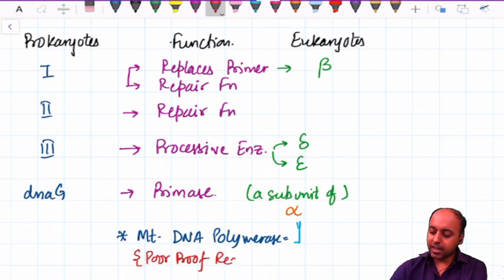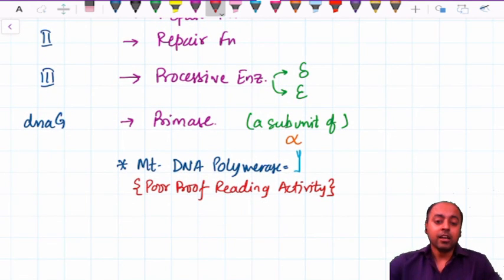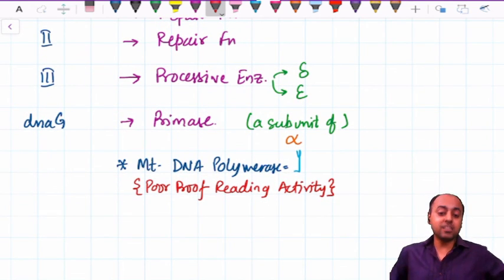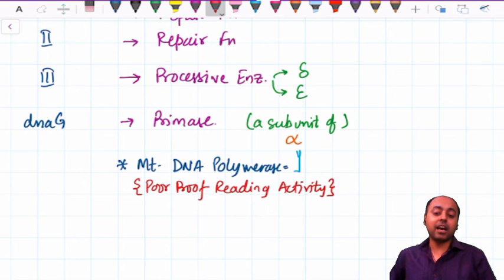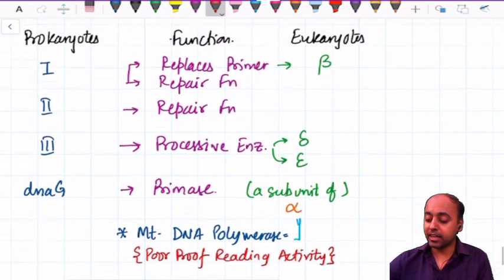proofreading activity. If you recall, we had said the rate of mutation in the mitochondrial DNA is 5 to 10 times higher than the nuclear DNA. Reason being, the polymerase which is acting here has a poor proofreading activity.